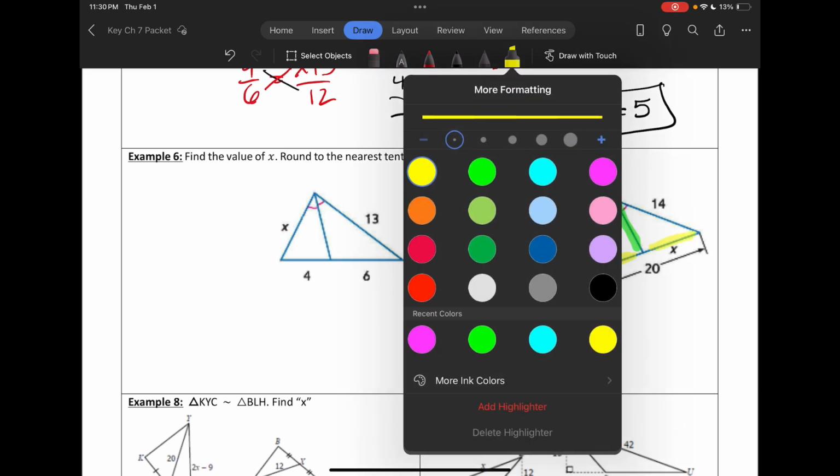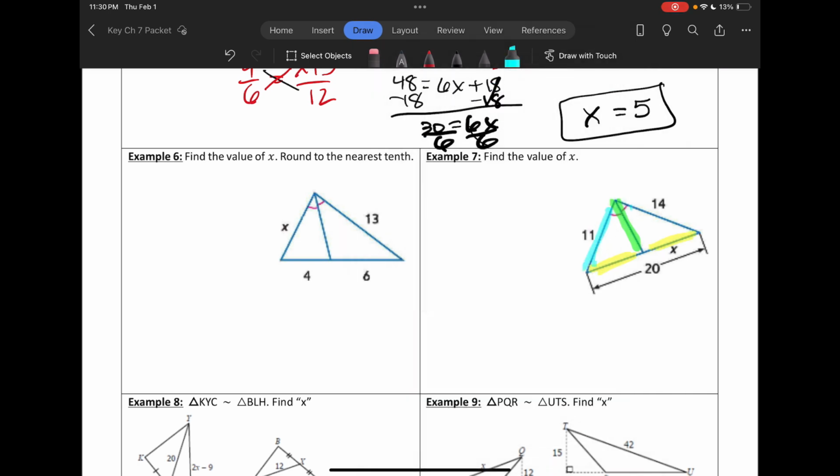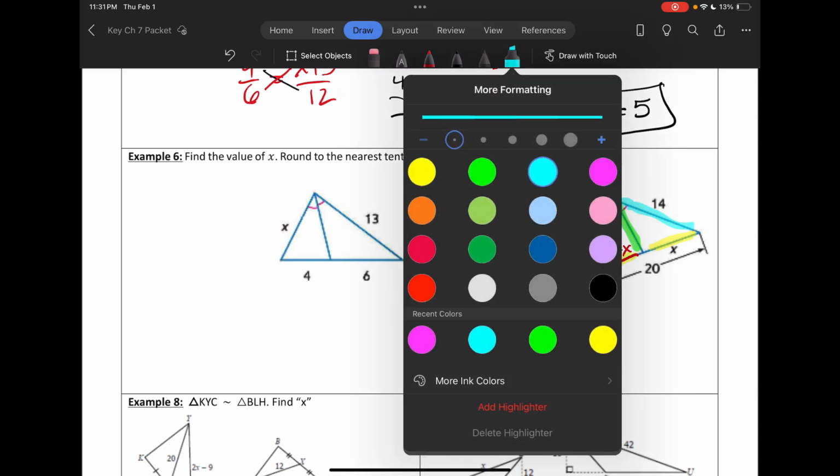Here are my yellows, and then here are our blues. What we don't immediately know is this first yellow here that I have in red, but I can find it because the total length of that bottom side is 20. If I subtract out this yellow piece right here, then this would be 20 minus x. So from here, now we can go ahead and set up our proportion.